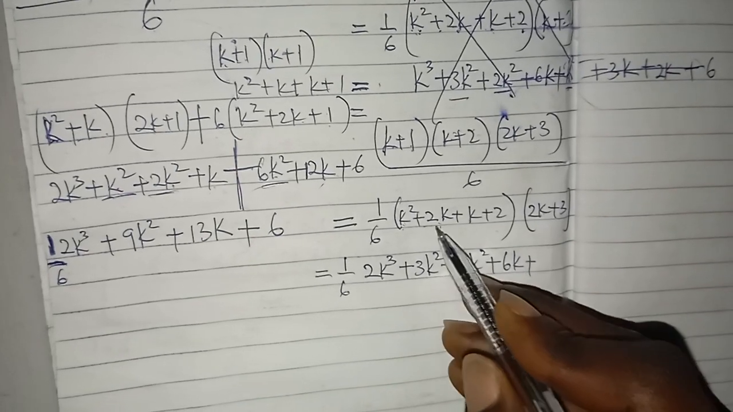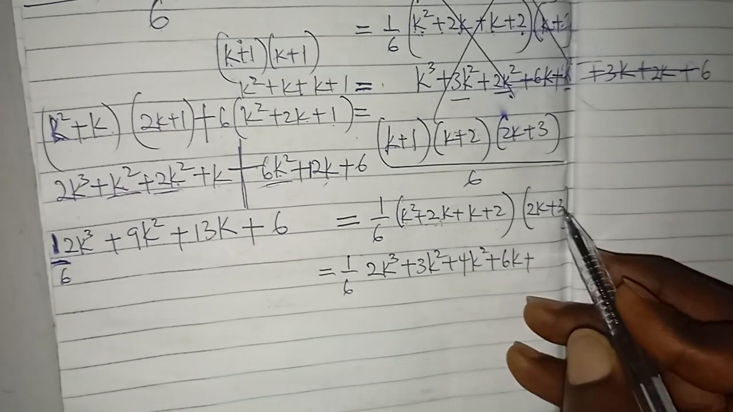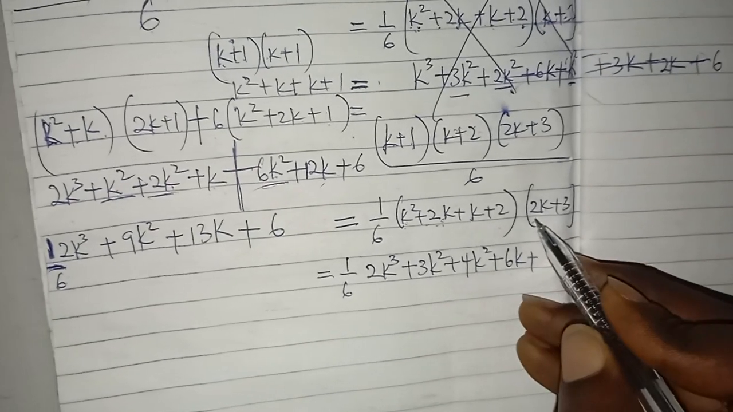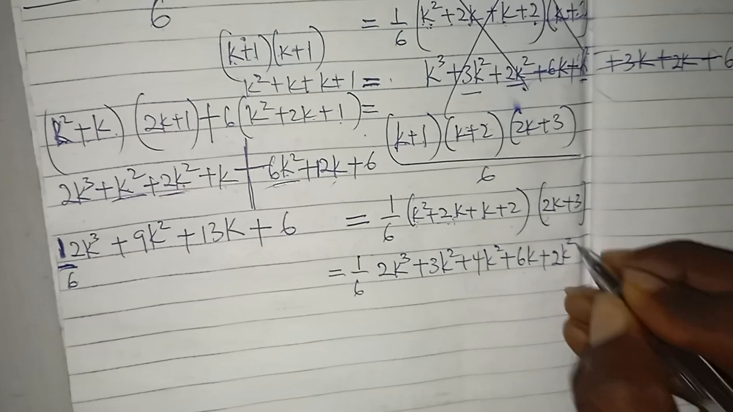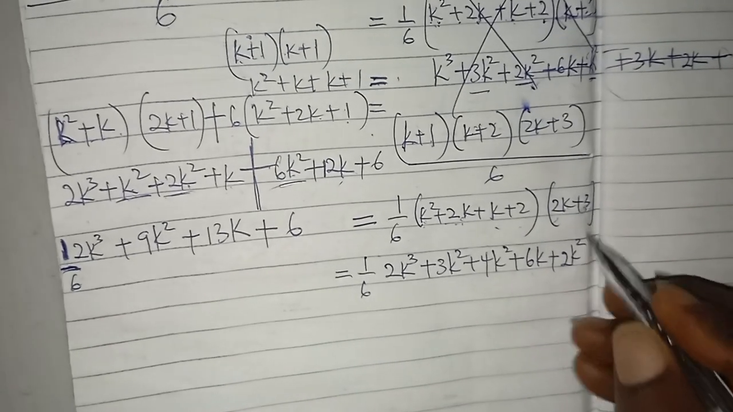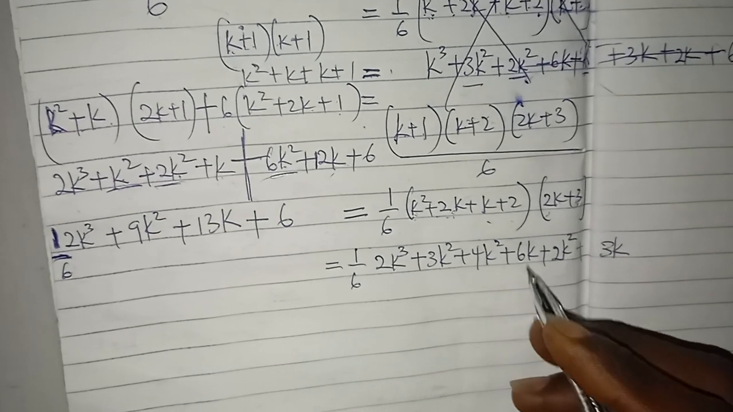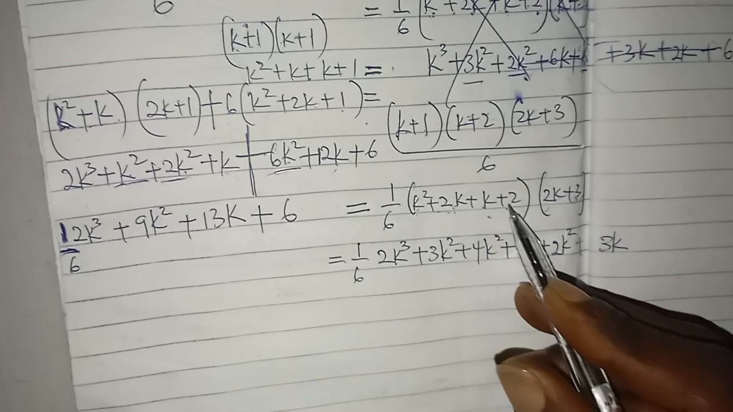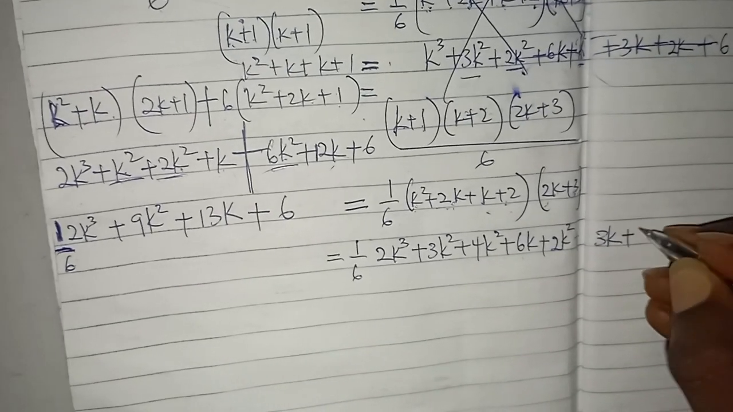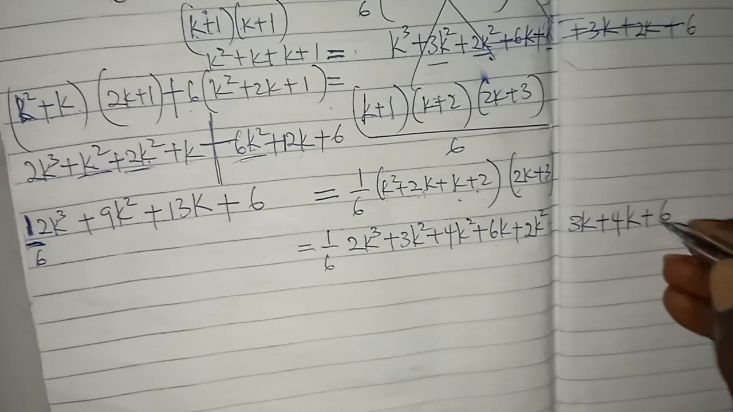6k. Then we are done. k times 2k will be plus 2k squared. k times 3 will be plus 3k. Then 3k. Then 2 times k is going to be plus 4k. Then 2 times 3 is going to be plus 6.